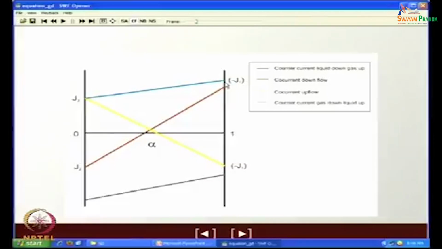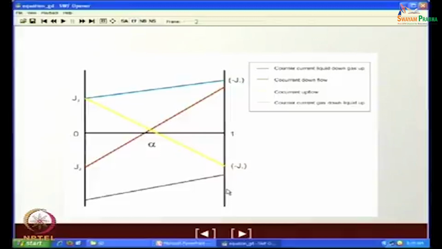Do you agree with me? Achha. Another counter current, gas down, liquid up. Gas down means J2 is negative, liquid up, J1 is positive, minus J1 is negative. So, therefore, this violet color line lies in the fourth quadrant. Do you get my point?